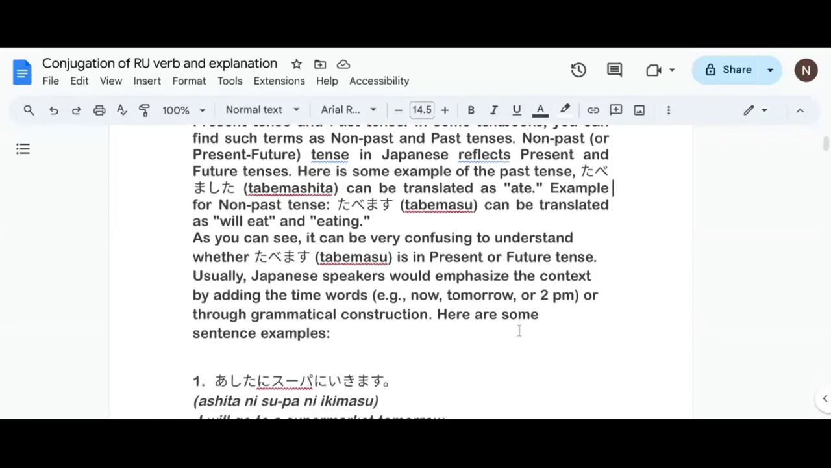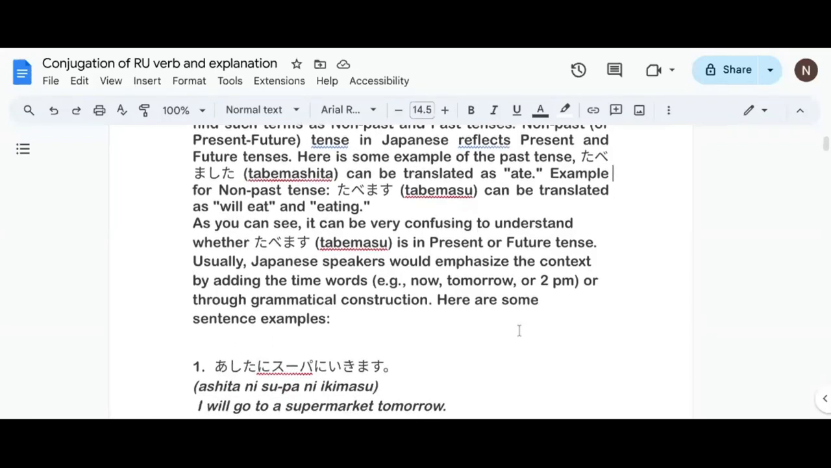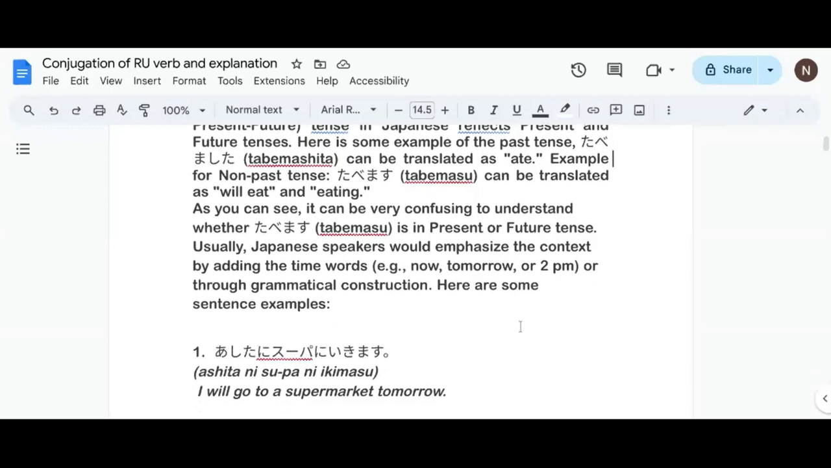It's very hard to emphasize whether it is a present or a future, unless you add some specific time, like now or tomorrow or the next week or the next month. So it is understandable that in your sentence, it will be future tense because of the tomorrow or the days that you're going to add in your sentence.